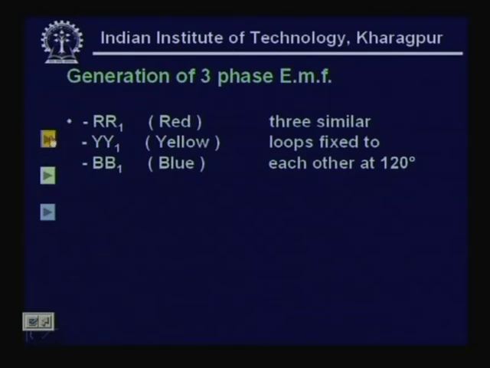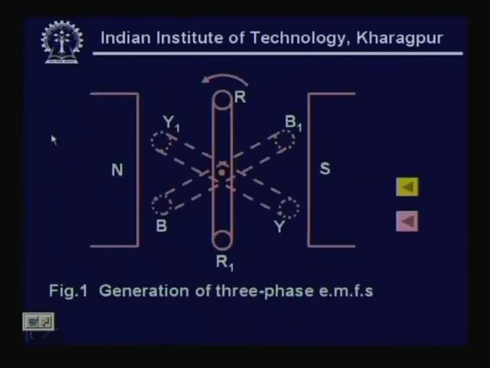Consider that there are three coils, just as we had a single loop rotated anticlockwise in the previous situation. Let us say we have three coils placed on a single axis at 120 degrees from each other, as shown in this figure. You have RR1 forming one loop, BB1 forming a second loop, YY1 forming a third loop, with all these axes at 120 degrees to each other.